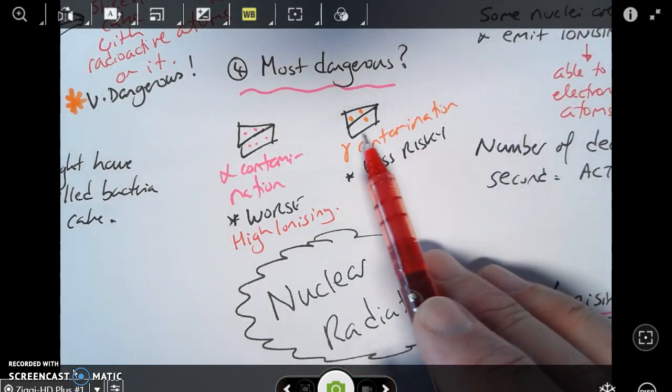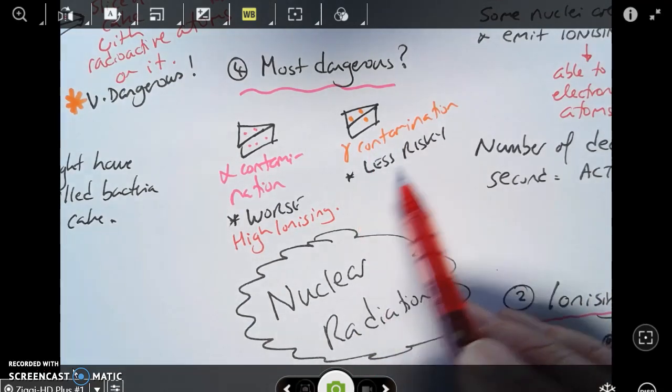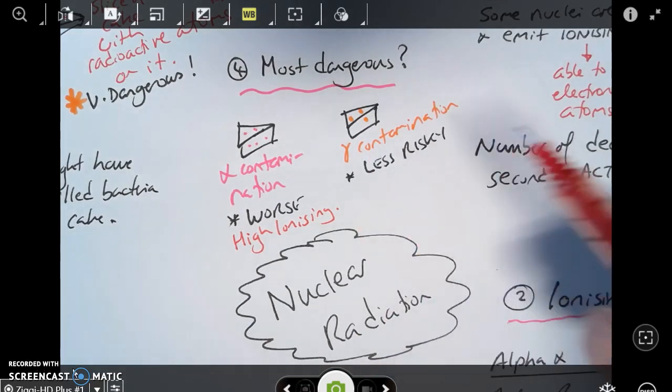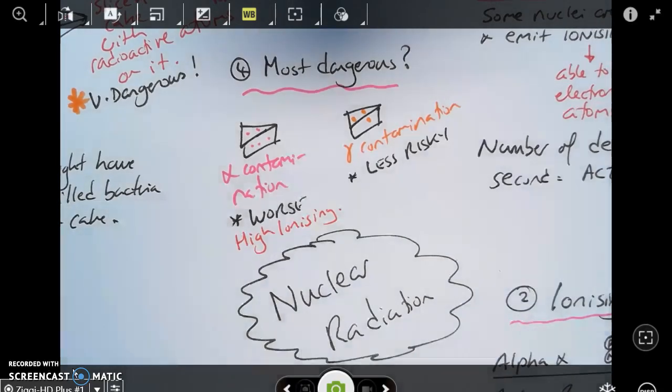If you've eaten something that's contaminated with a gamma emitter, gamma rays are more likely to just pass straight out of your body and much less likely to cause you any harm. So alpha is the most dangerous and gamma is the least dangerous if swallowed.